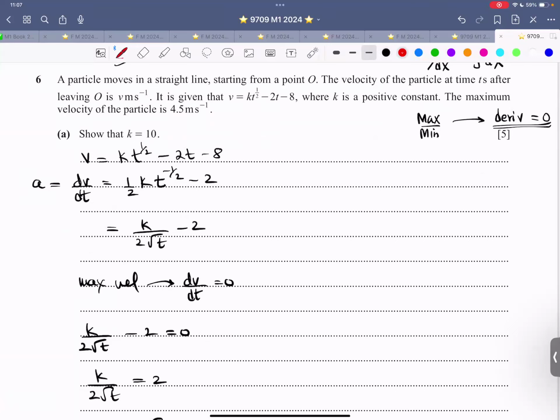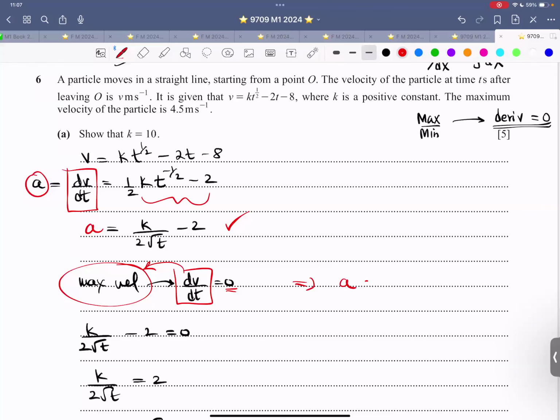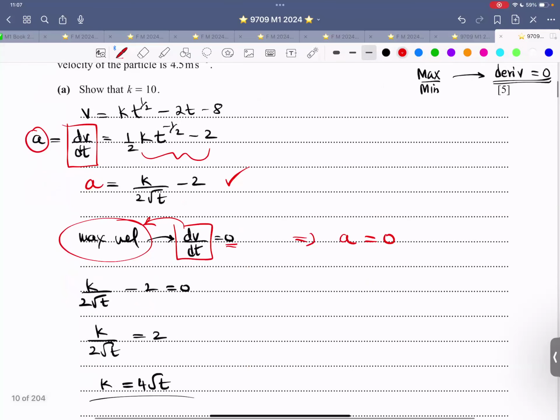Let me highlight this. V is given. Acceleration is the derivative of velocity, which comes out to be this. Simplify, and that is the acceleration over here. For maximum velocity, the derivative of whatever we are talking about should equal 0. In other words, acceleration equals 0. So this is k over 2 root t minus 2 equals 0.